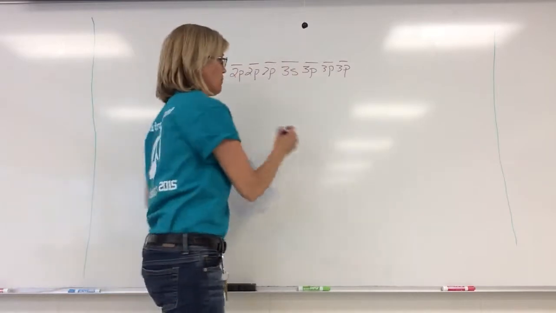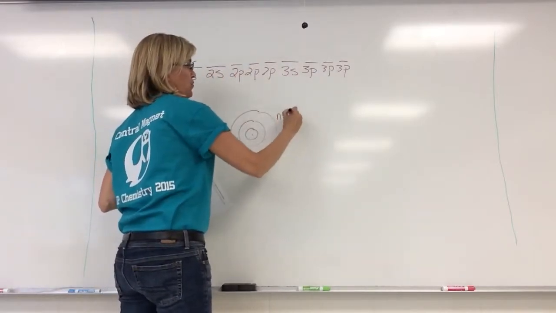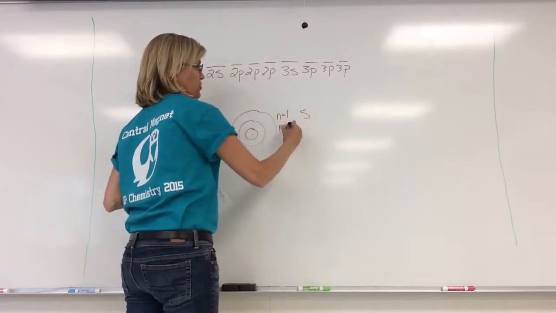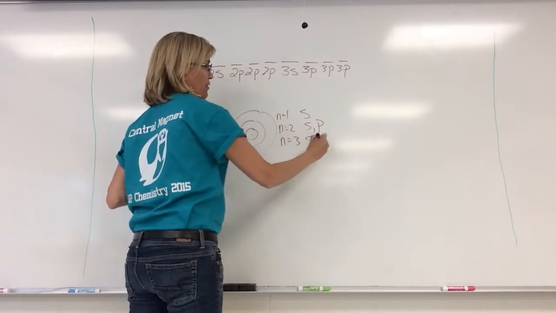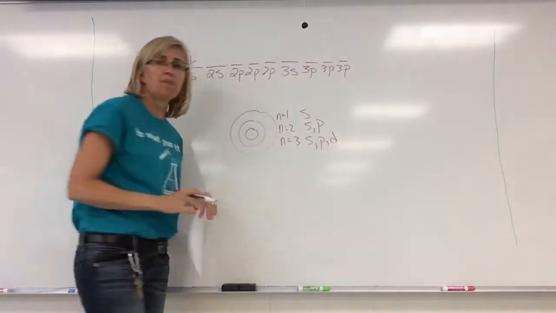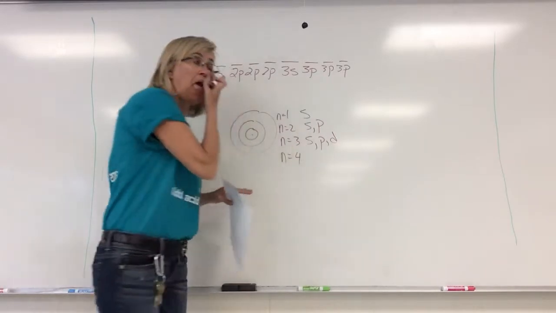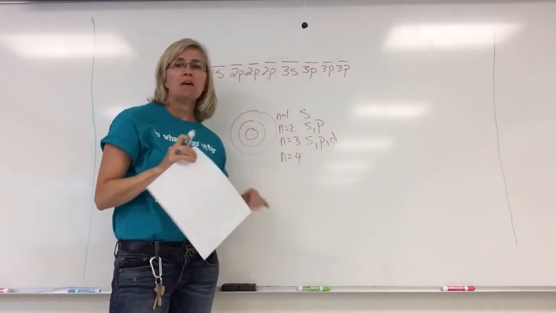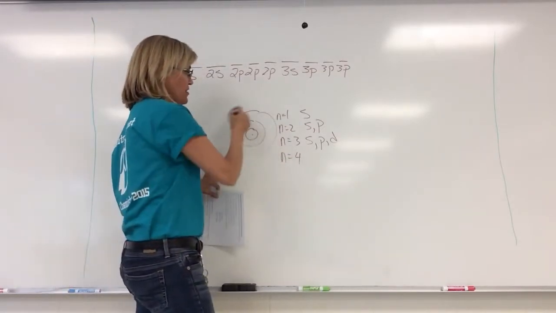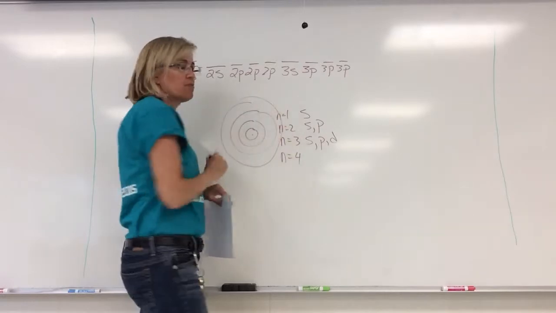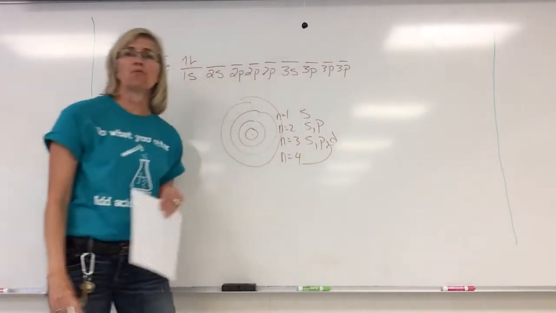Normally, remember the Bohr model of the atom? We said in n equals 1, we have the S. In n equals 2, we have S and P. In n equals 3, we have S and P and D. All right, well, in n equals 4, what happens is that as these orbitals start overlapping, the 4s actually comes in and dips in before the 3d.